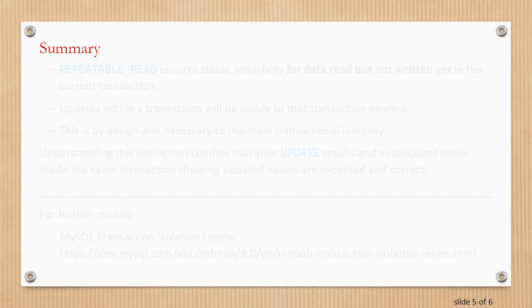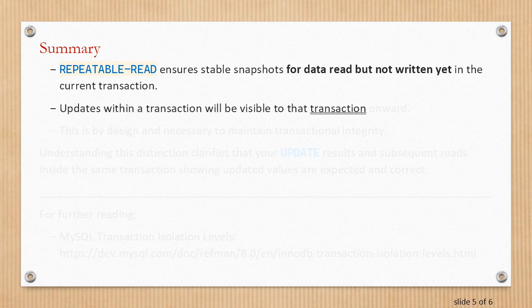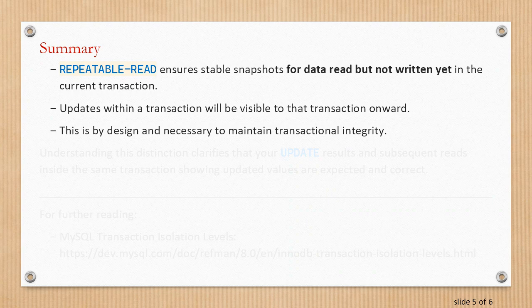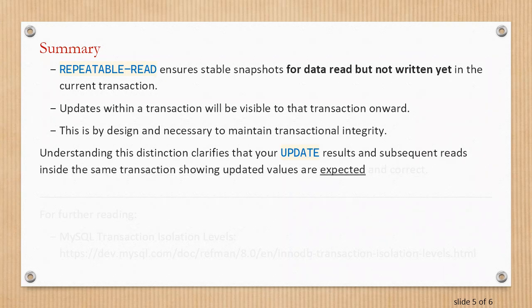Summary. Repeatable read ensures stable snapshots for data read but not written yet in the current transaction. Updates within a transaction will be visible to that transaction onward. This is by design and necessary to maintain transactional integrity. Understanding this distinction clarifies that your update results and subsequent reads inside the same transaction showing updated values are expected and correct.